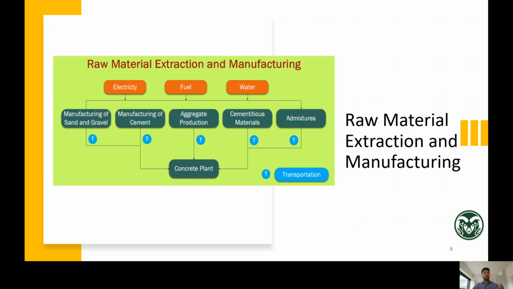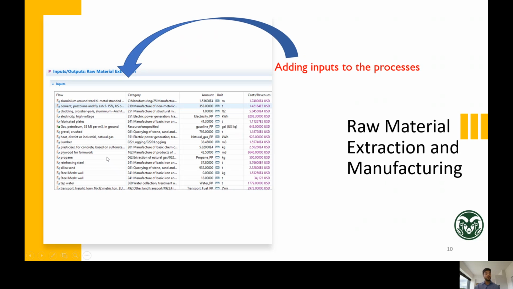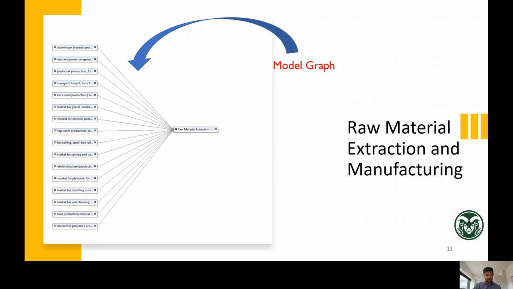Now, this research was actually done in OpenLCA software. As you can see over here, we created a process called precast building. Thereafter, we added these inputs to our one building system, for example, precast building, and we added the amount, the unit, as well as the cost impact of those. So both the environmental and economic costs can be added simultaneously in OpenLCA software.